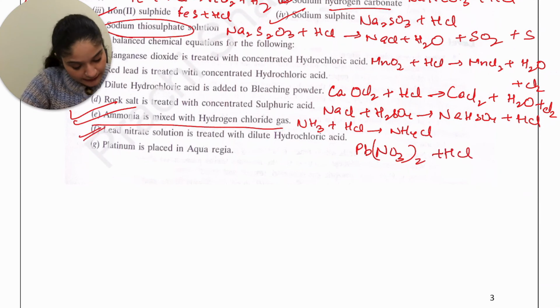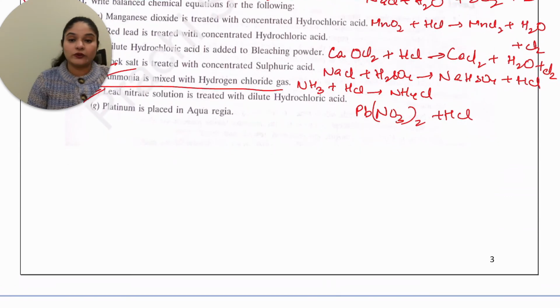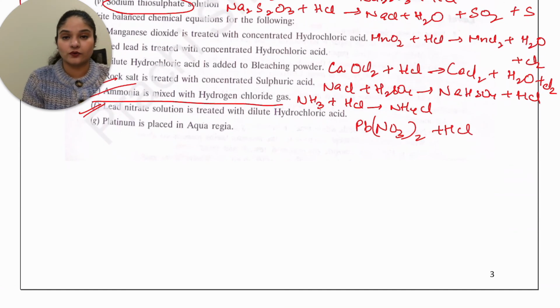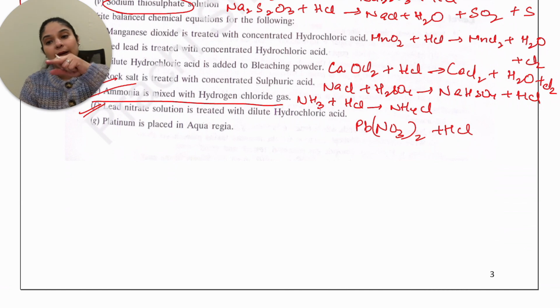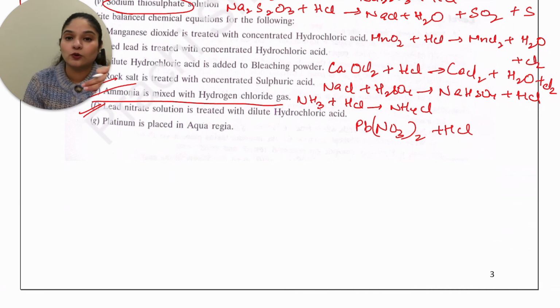Then platinum is placed in aqua regia. So we did the theoretical understanding of it, that aqua regia is a 3:1 ratio of HCl to nitric acid. When these two compounds combine, they produce nascent chlorine. That nascent chlorine will go ahead, combine with platinum and give you platinum chloride.